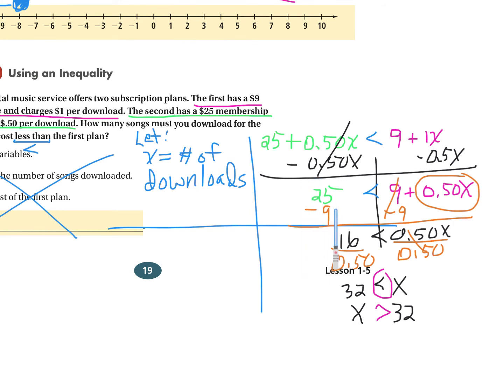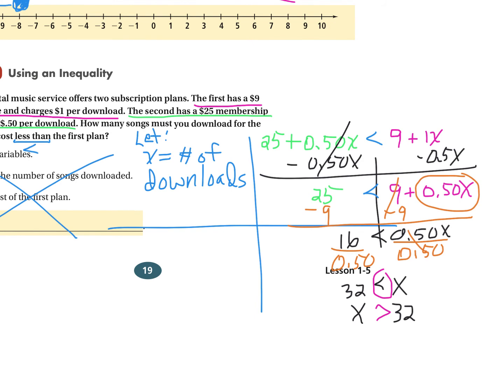If I download 33, plug in 33 into here and 33 into here, you're going to get a lesser value here than you will here. But if I download only 30, plug in 30 to here and 30 to here, you're going to get a bigger value here than you do here.